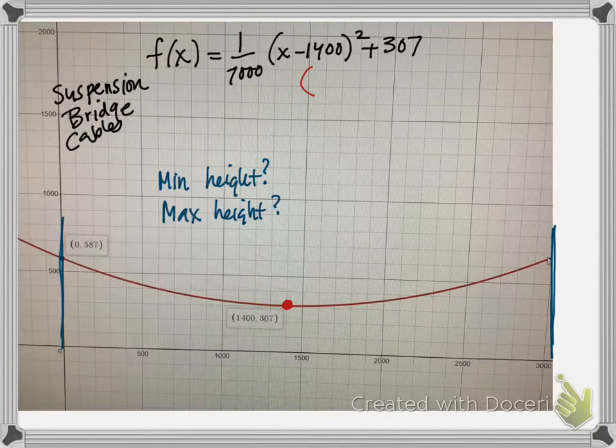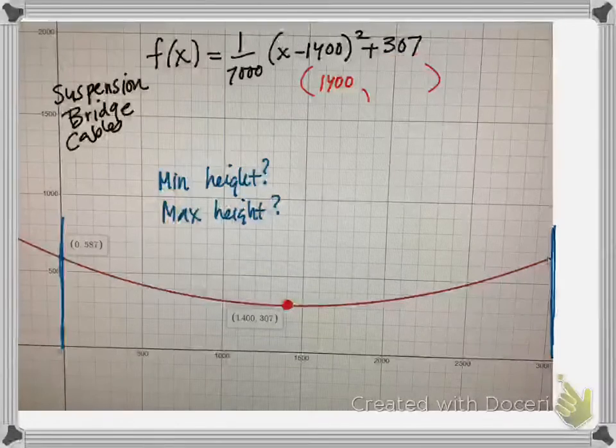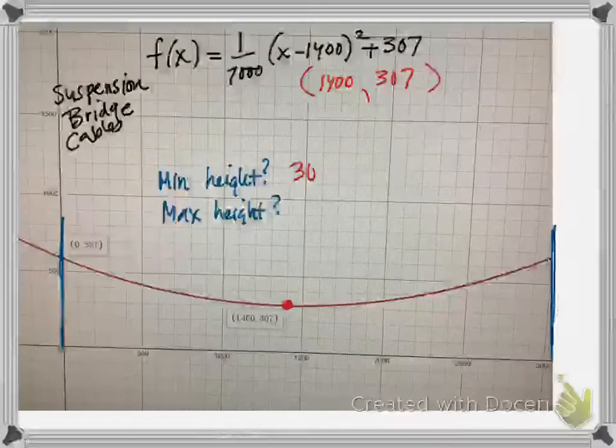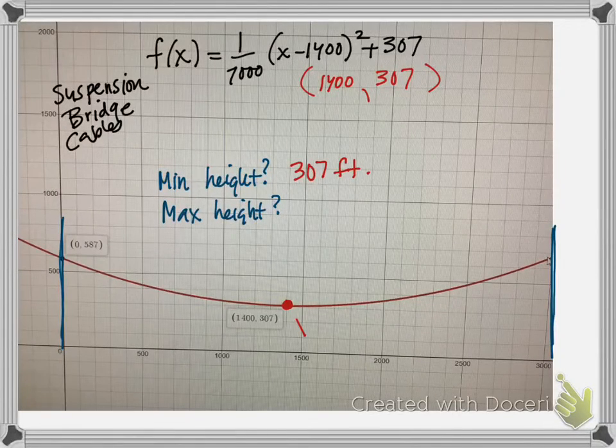And to pull that out of the equation, the vertex, remember, you just take this sign and flip it, so it becomes 1400. And then the back number, 307, becomes your y-coordinate. So this is all in feet, by the way. So my answer here would be 307 feet is the lowest height of that cable.